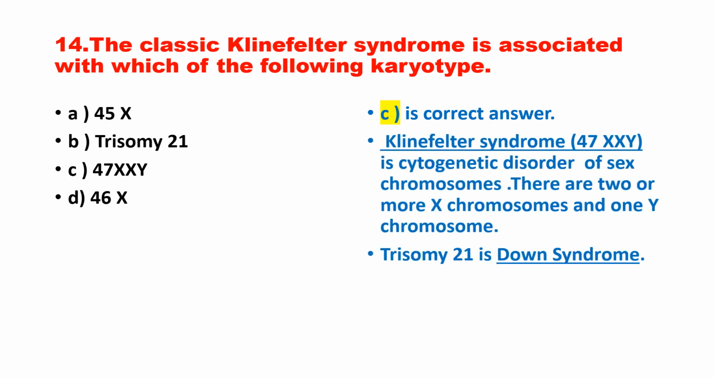Now the Klinefelter syndrome 47XXY is a cytogenetic disorder of sex chromosomes. As you know, there are sex chromosomal abnormalities and somatic chromosome abnormalities. There are 2 or more X chromosomes and 1 Y chromosome. Another important thing is the question may also be twisted and asked on trisomy 21, which refers to Down syndrome. So these are the two important syndromes on which the MCQ can be asked, or even short questions can be asked in theory paper.